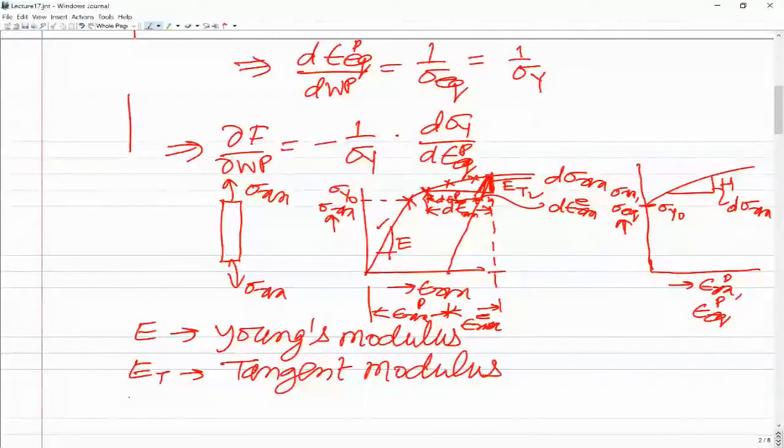And then we have this H. H is when we get the graph between the stress sigma xx and the plastic strain epsilon xx p. In that graph, when we take two different points separated by a differential stress d sigma xx, the corresponding separation in the strain is d epsilon xx p. So that slope is actually H, and it is known as plastic modulus.